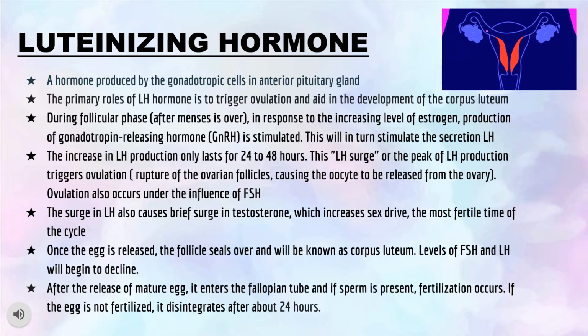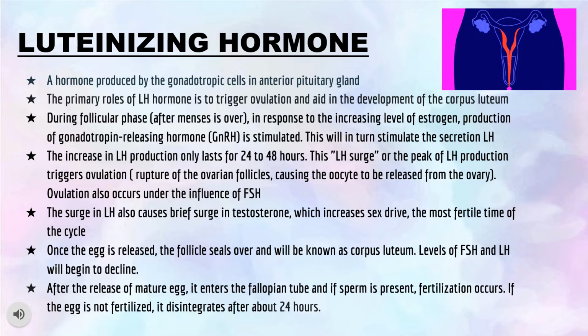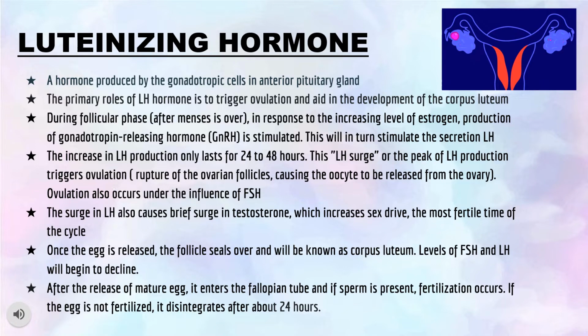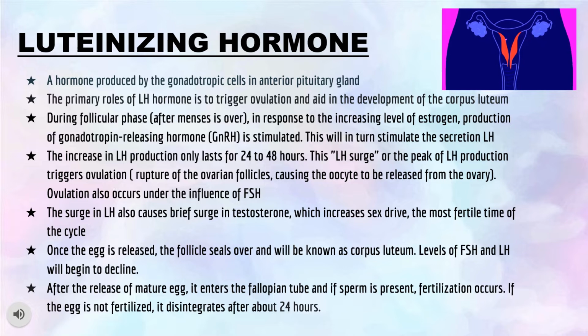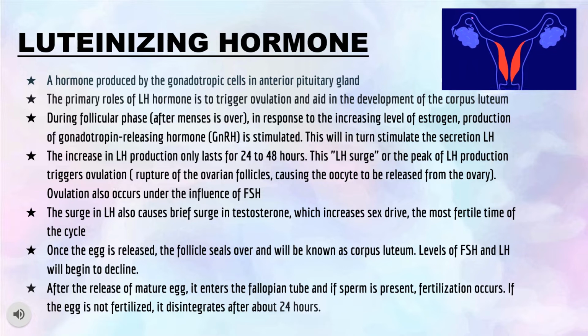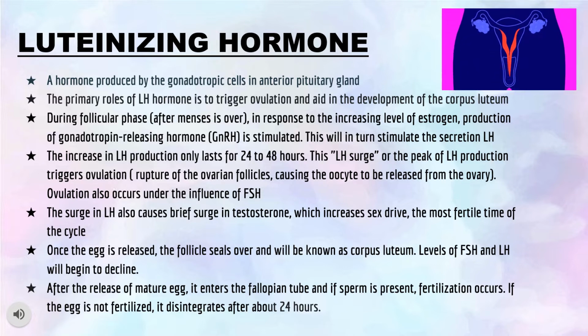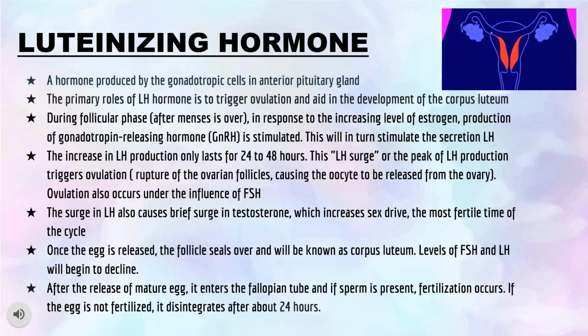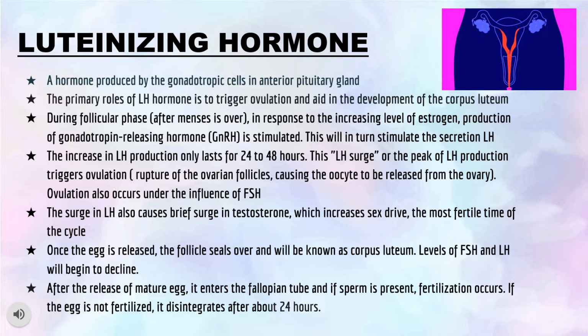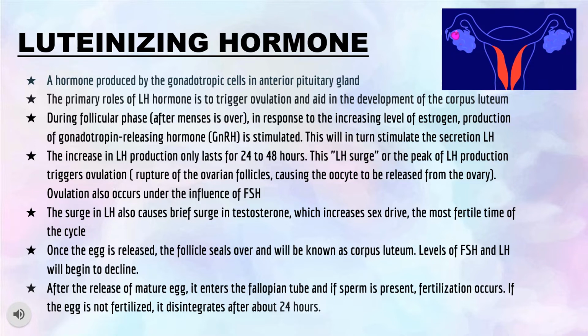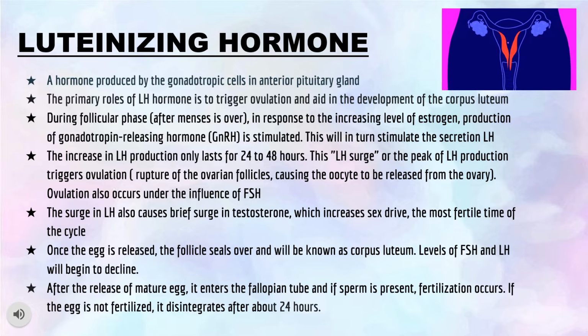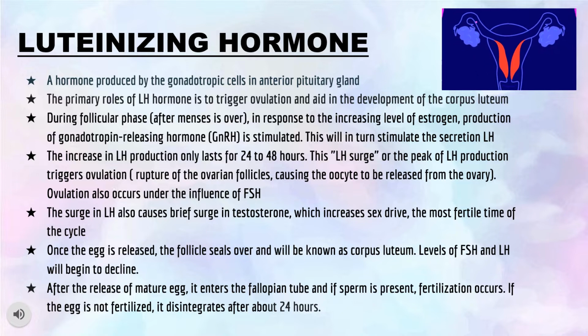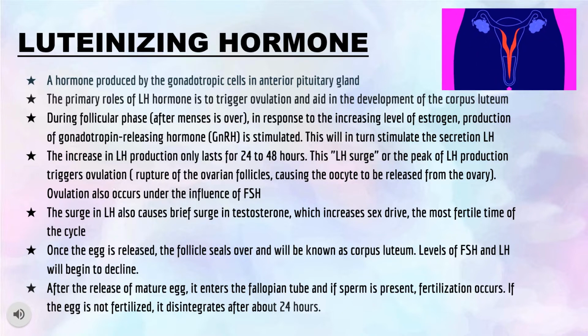Luteinizing hormone, or LH in abbreviation, is a hormone produced by the gonadotrophic cells in the anterior pituitary gland. LH plays a vital role in the menstrual cycle, which is to trigger ovulation and aid in the development of the corpus luteum. During the follicular phase, that means after the period, in response to the increasing level of estrogen, production of gonadotrophin releasing hormone, GnRH, is stimulated. This will in turn stimulate the secretion of LH. LH production will constantly increase until it reaches a peak, which is also known as the LH surge.